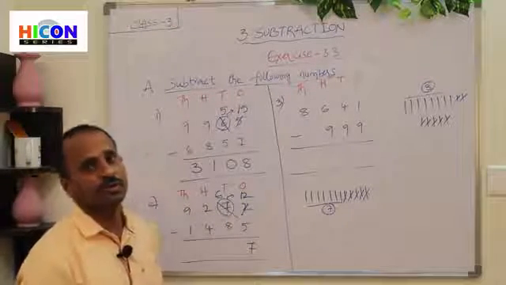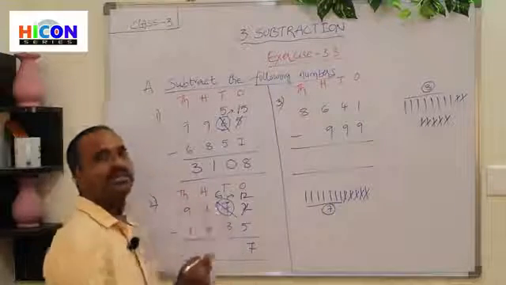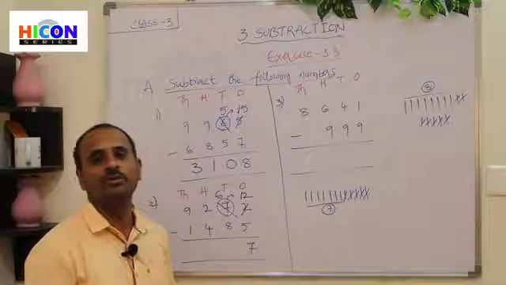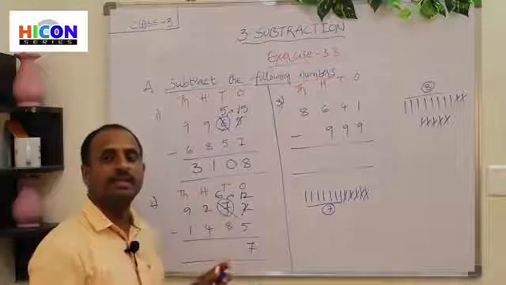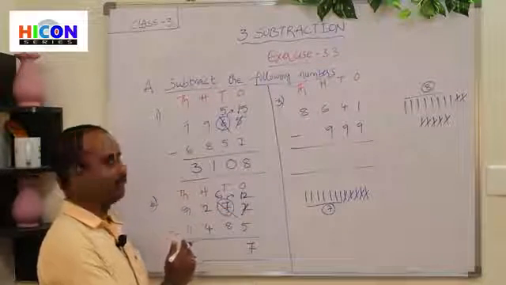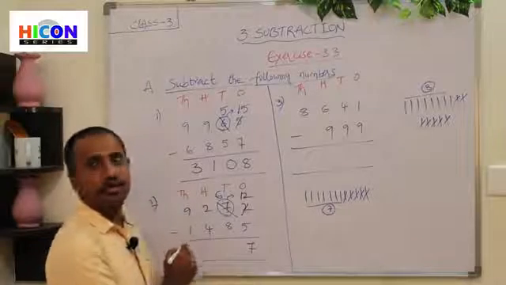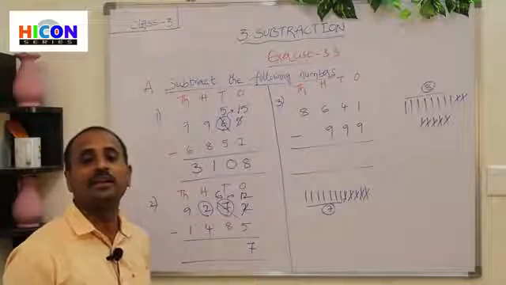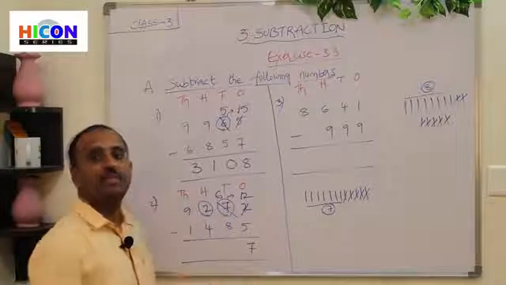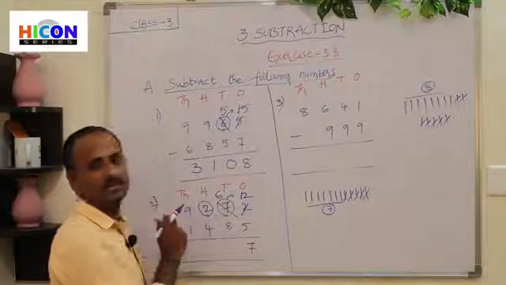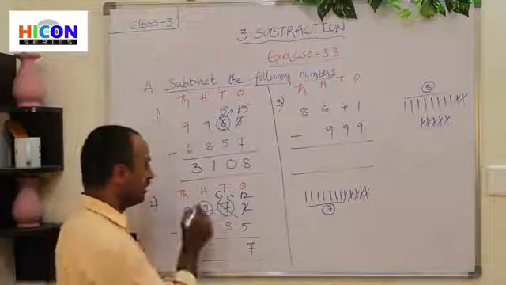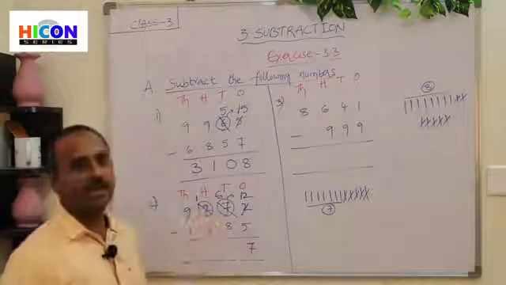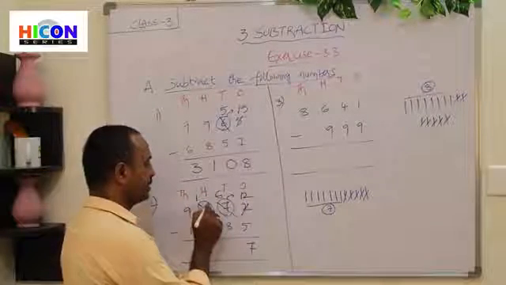But is it possible? No, because 6 is the smaller number, 8 is the greater number. And we cannot subtract 8 from 6. So now what we have to do? We can do this subtraction by taking borrow from its previous place. So what is its previous place? Hundreds place. What is the digit present in hundreds place? Here 2 is present in hundreds place. That means there are 2 hundreds. Borrow 1 hundred from 2 hundreds. If you borrow 1 hundred, how many hundreds will be remaining? There will be 1 hundred remaining. So write 1 in hundreds place.